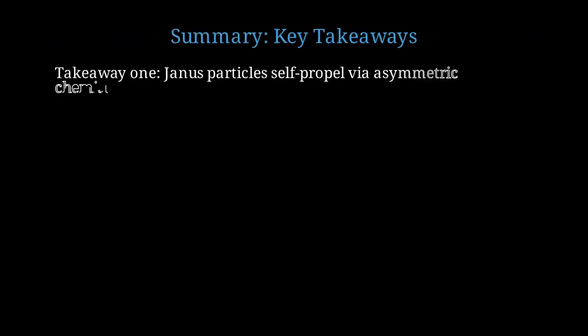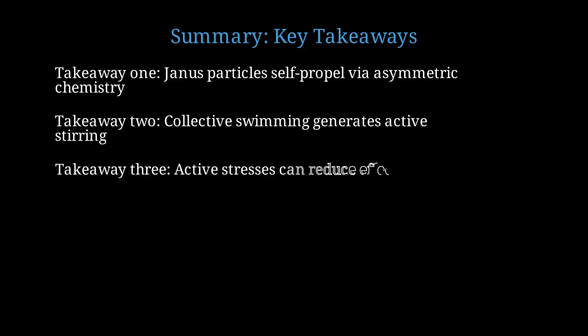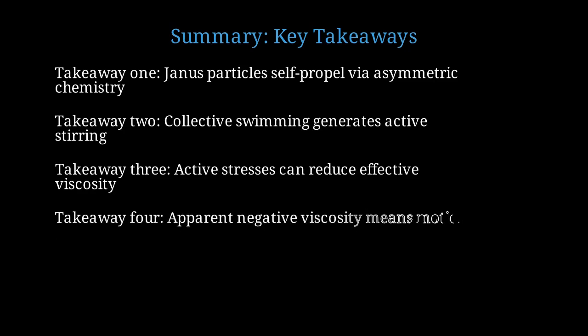Let me summarize the key concepts we've covered in this lesson. Catalytic Janus particles self-propel by creating asymmetric chemical gradients around their two different hemispheres. When many such particles are present, their collective swimming continuously stirs the fluid and injects energy from the chemical fuel. The active stresses produced by the swimmers can partially cancel the viscous dissipation, leading to a drastically reduced effective viscosity. In extreme cases, the effective viscosity can appear negative, meaning the active suspension actually assists motion rather than resisting it.